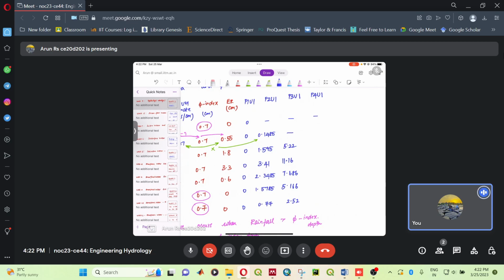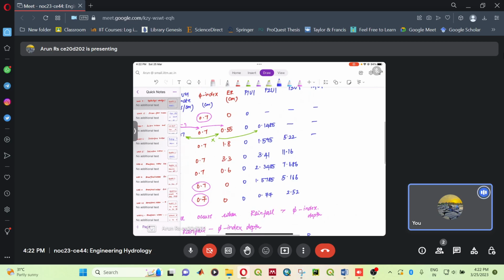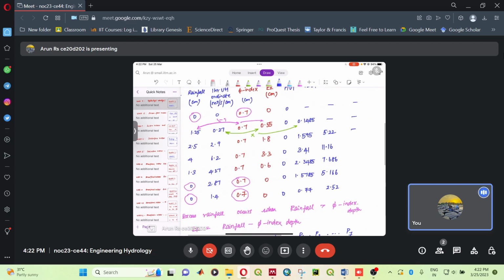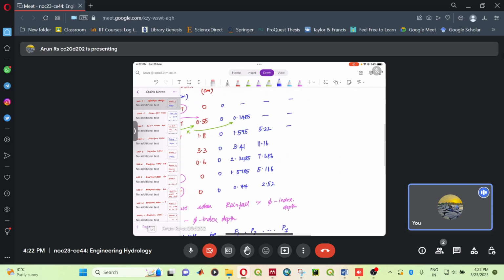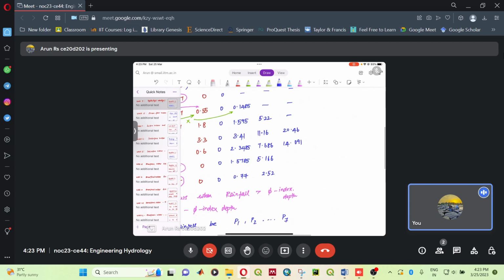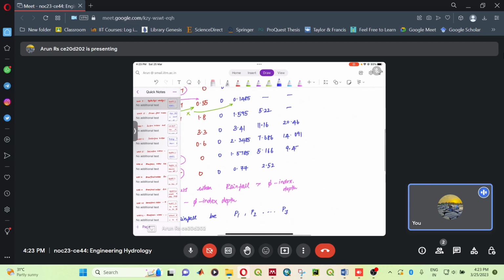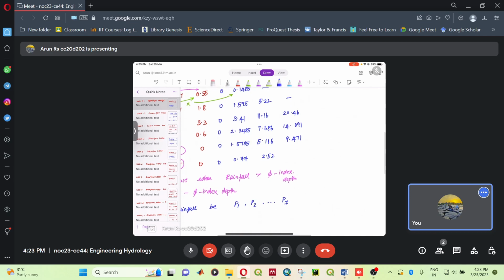For the first three rows there will be nothing because the rainfall starts at the third hour, and for the rest of the time steps we will have the unit hydrograph values 20.46, 14.091, 9.471, 4.62.